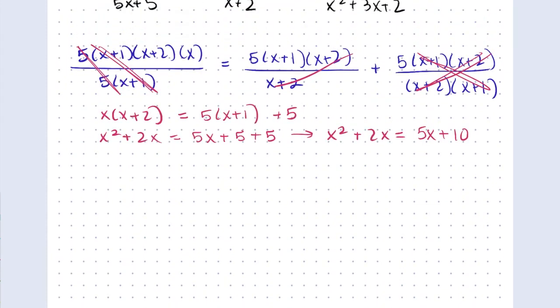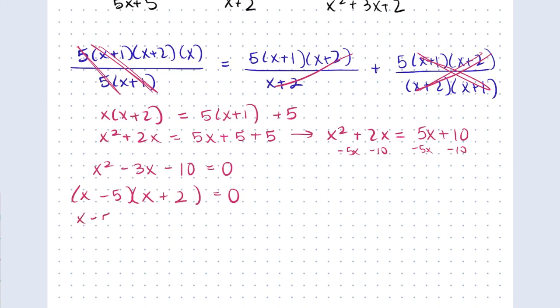Okay, I'm going to get it equal to 0 by subtracting 5x and subtracting 10 from both sides. And that's going to be x squared minus 3x minus 10 equals 0. The way that I would factor that, again, it's got a leading coefficient of 1, so it's pretty quick to factor. What multiplies to negative 10 and adds to negative 3 is going to be x minus 5 and x plus 2. So we'll set both equal to 0 to be able to find our solutions. x equals 5 and x equals negative 2.